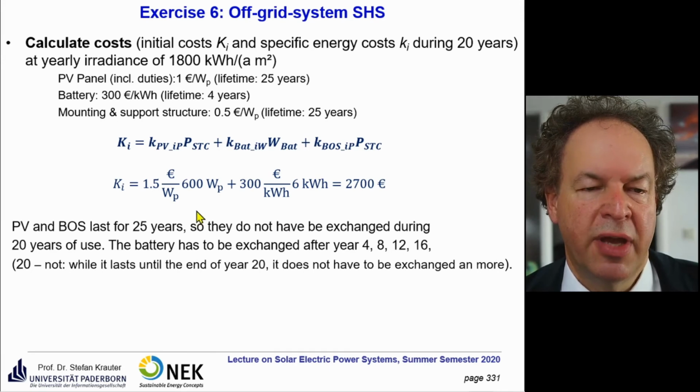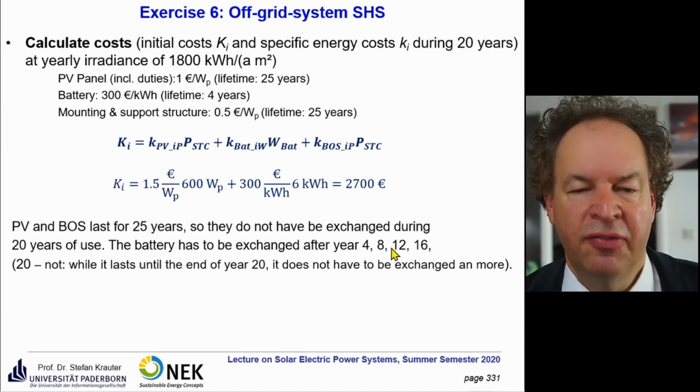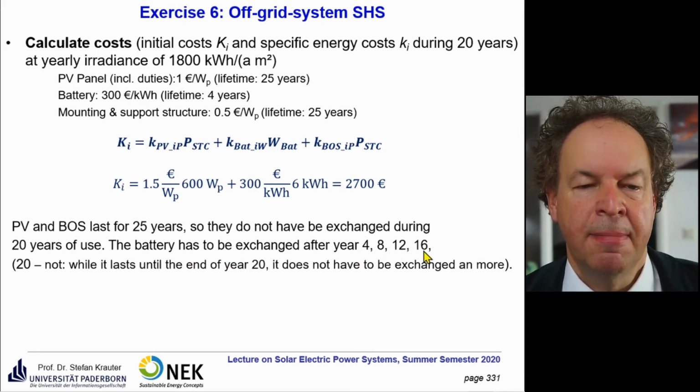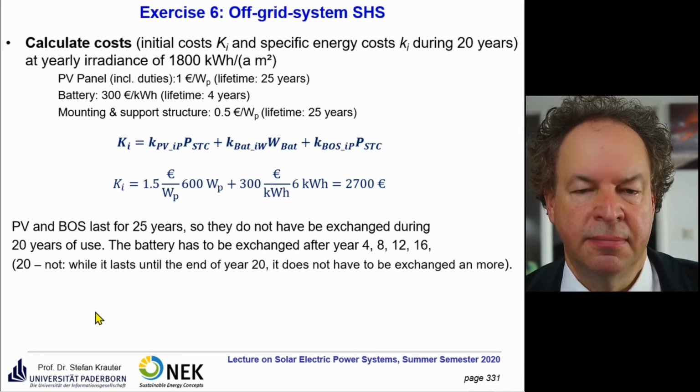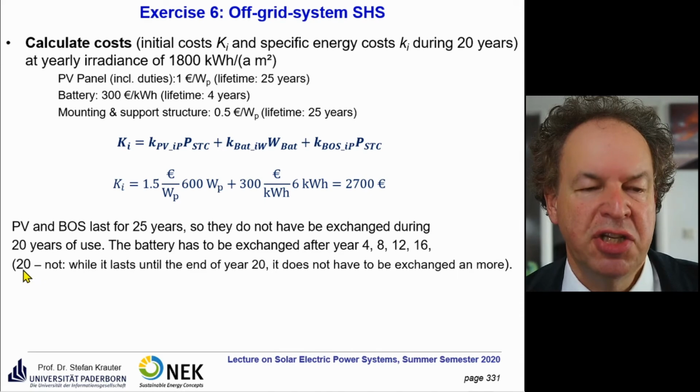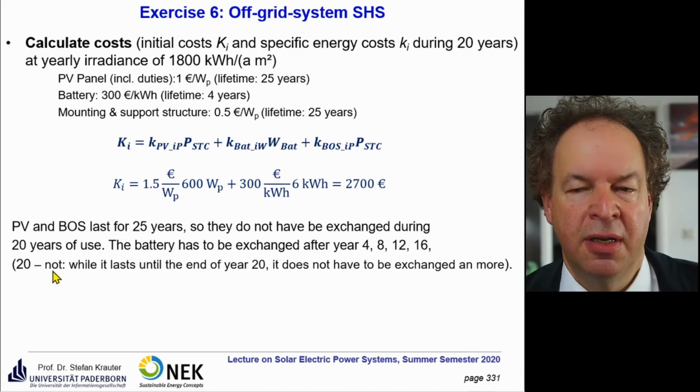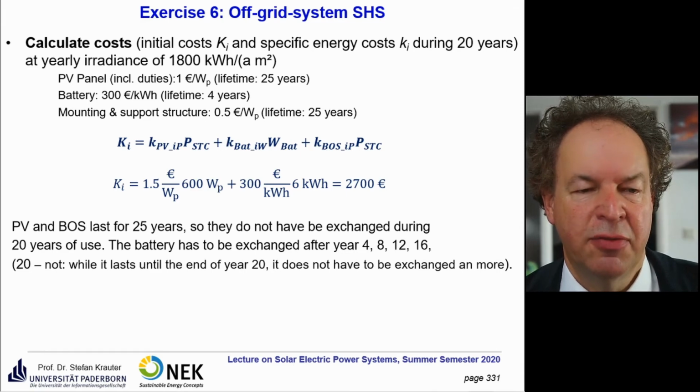So we don't have to care during these 20 years about PV balance of system costs, but the battery has to be exchanged after year 4, after year 8, after year 12, after year 16. While we consider 20 years only, we don't have to exchange it anymore in year 20, because the financial horizon is limited after 20 years, so we just finish at year 20.